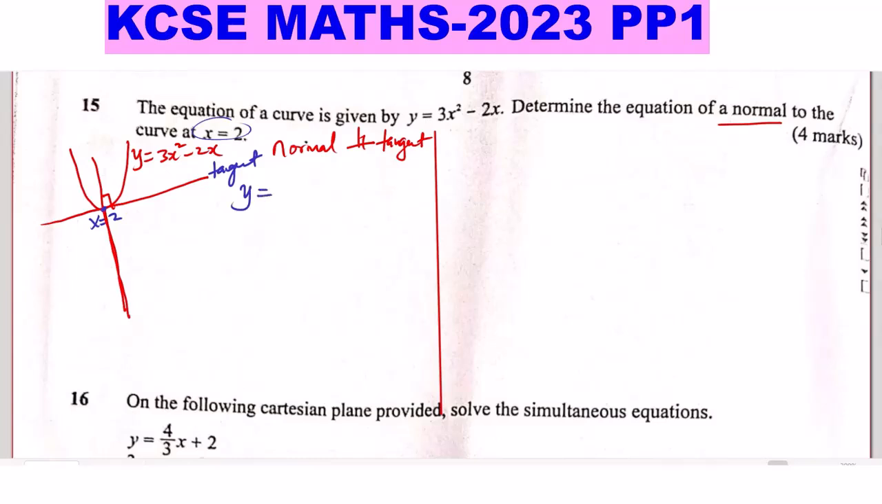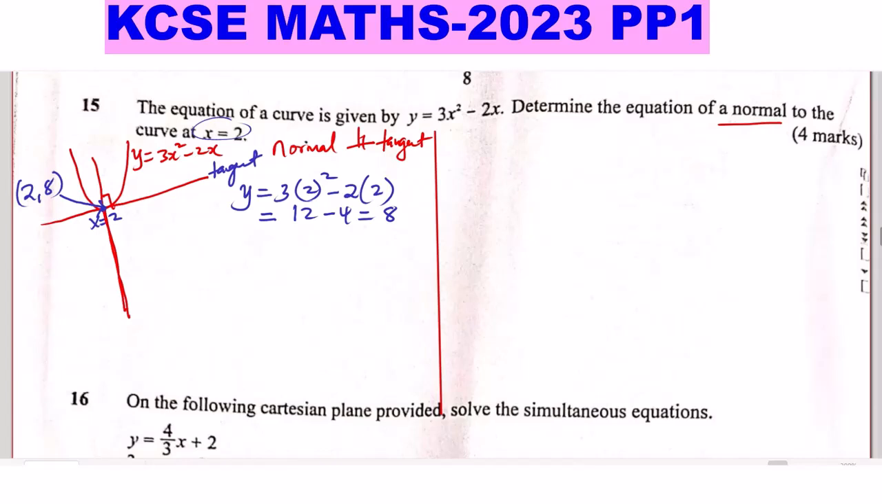So y equals 3x squared minus 2x. x is 2, so we just substitute: this will be 12 minus 4, and this will be 8. So this point is therefore 2, 8. That point where the tangent and the normal touch the curve is 2, 8.